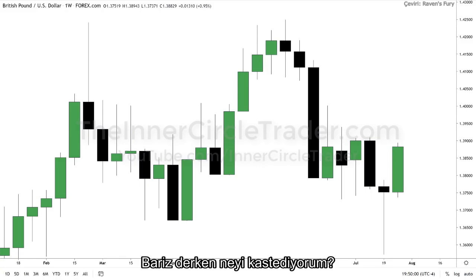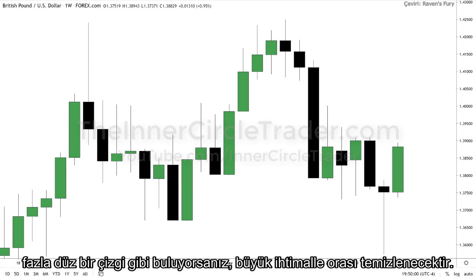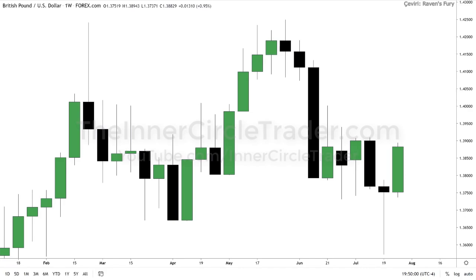And I sit down in my weekly chart and I look for areas that are obvious. Okay, what do I mean by obvious? Years ago I taught that if you find a level that's too clean, okay, and it's this too straight edge, chances are it's probably going to get swept. What do I mean by that?